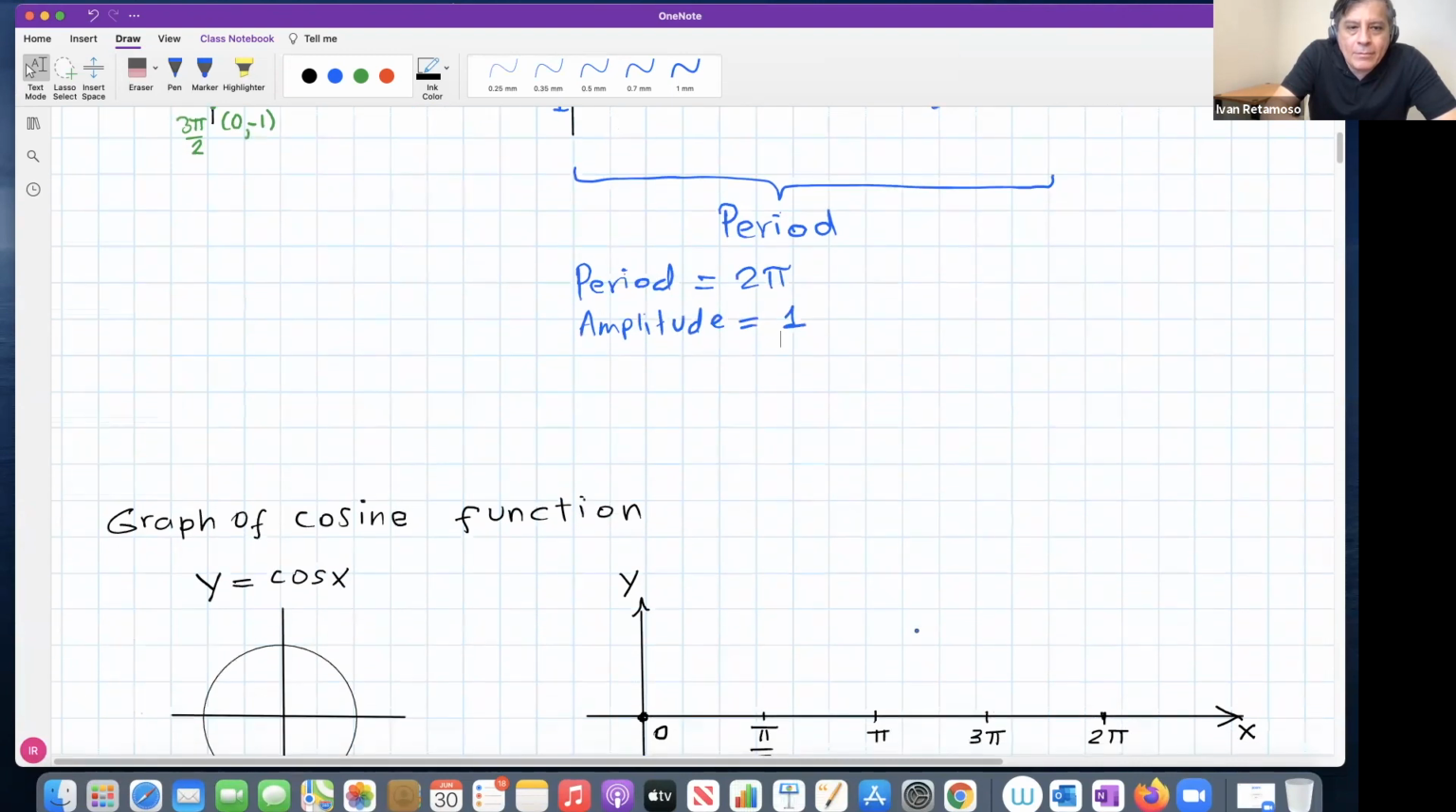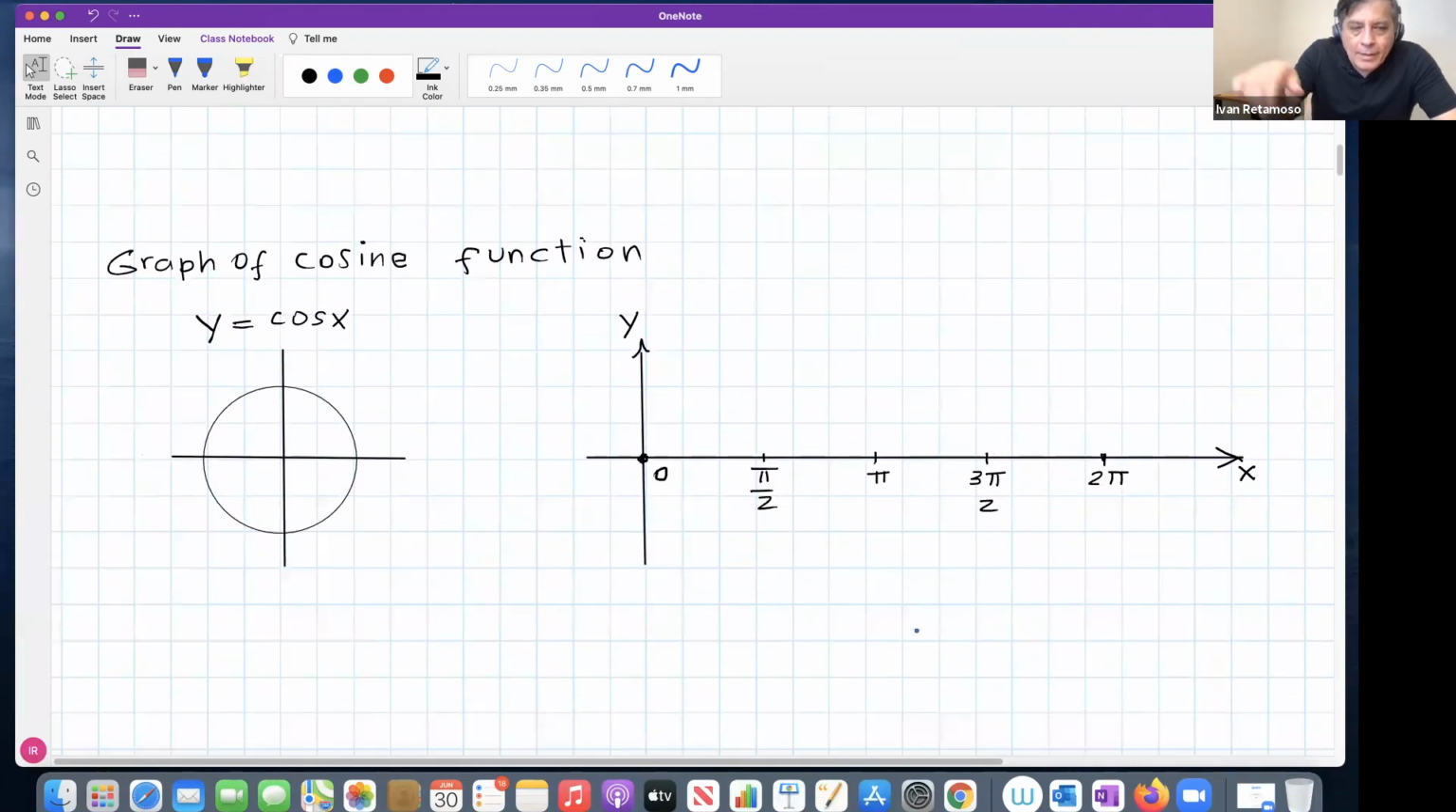Now let's see what happens when we graph the cosine function. To graph the cosine function, again, I start by saying, okay, since I'm working with a unit circle, this should be 1, this should be 1, this should be 1, the radius is 1, right? And if I start at 0, 0 is here, 0 should be associated with these coordinates, right? The coordinates of this point, 1, 0. So cosine of 0 should be what?